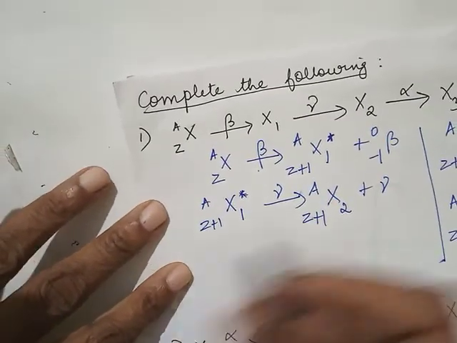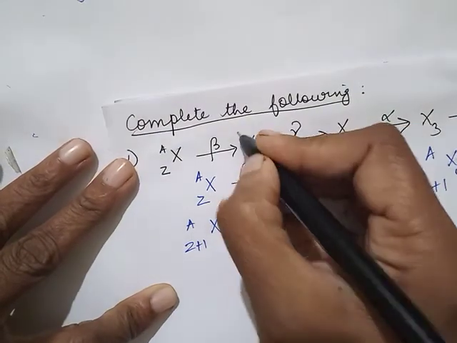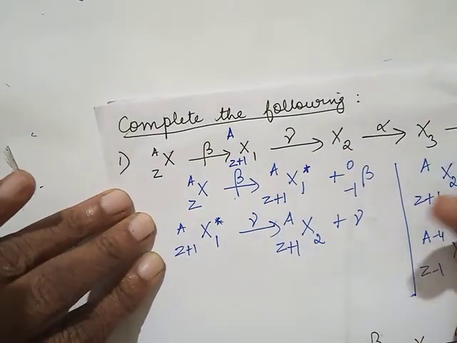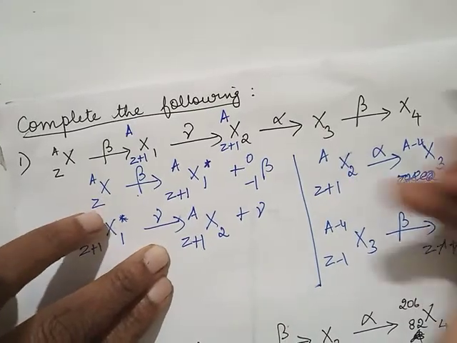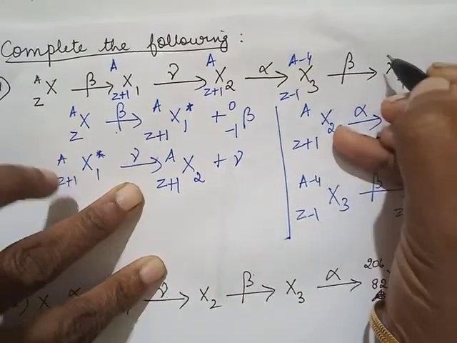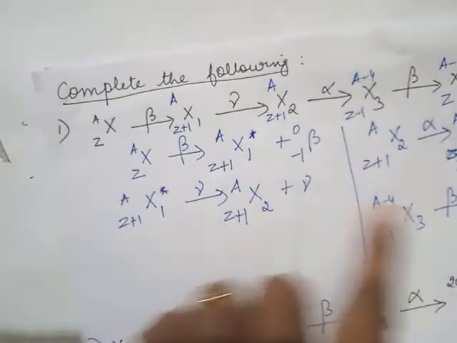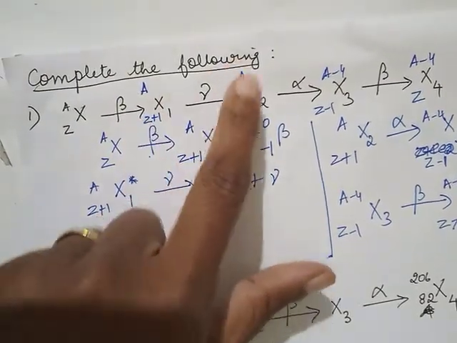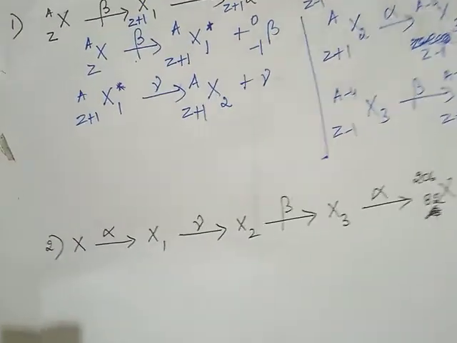So finally, what you should do is fill this up. If you can do it directly also, it's fine. Otherwise, finally you fill this up. X2 will be A, Z plus 1, X3 will be A minus 4, Z minus 1, and X4 will be A minus 4 and Z. So this is the solution, this is the answer. Complete the following means they basically asked you to fill the mass number and atomic number. Is it clear, children? Hope you have understood it.